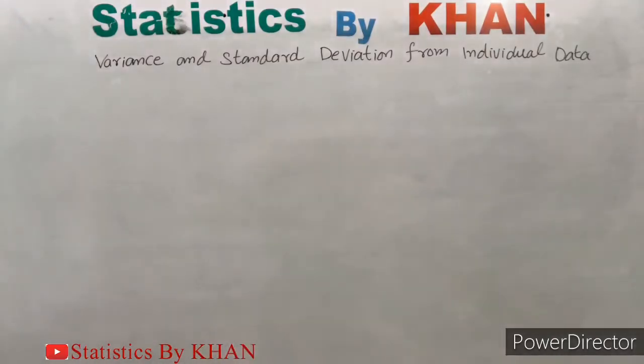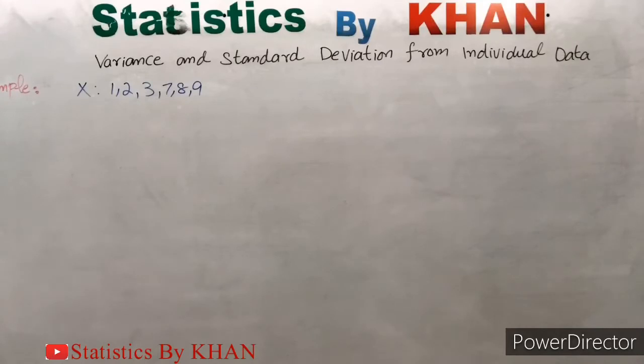Suppose we have a data set. The data set has been denoted by X and it contains 1, 2, 3, 7, 8 and 9 as data points or the values of the variable. And now we are computing variance from this data set. So for this purpose, we will proceed as follows. Now for computational purpose, we are writing this dataset vertically.